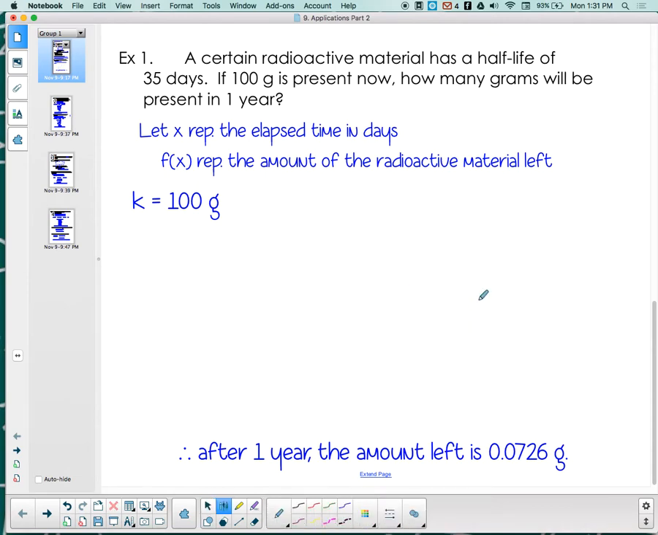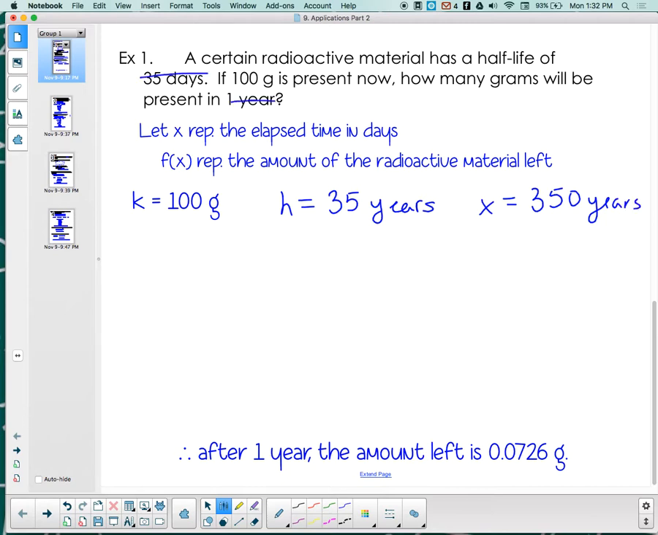Okay, you have 100 grams, and the half-life is 35 years. And you want what for X? Grams that will be present in 350 years. Okay, so we'll change this and that.